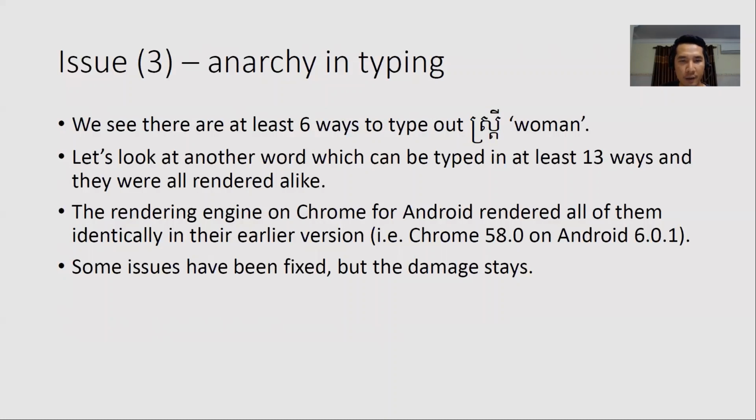So let's look at another word that can be typed in a lot more ways, at least 13 ways. I would like to give you a heads up that this type of research has been done before, and we have tested it in Chrome version 58 on Android 6.0.1. Some issues might have been fixed already, but the damage stays. Why? Because you can still Google it. You can still find it in some texts, and they may show up with the dotted circle.